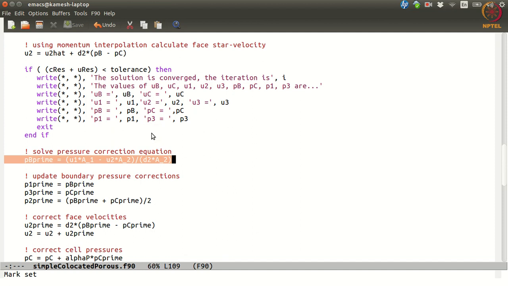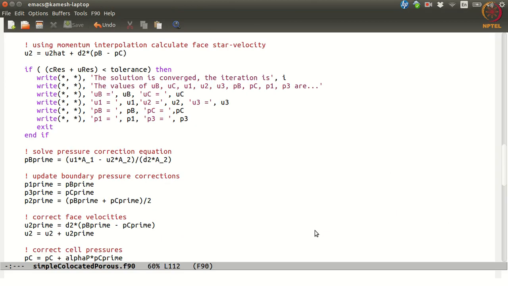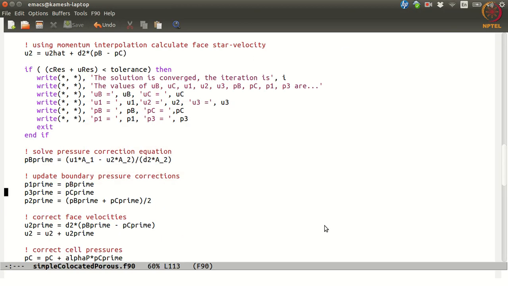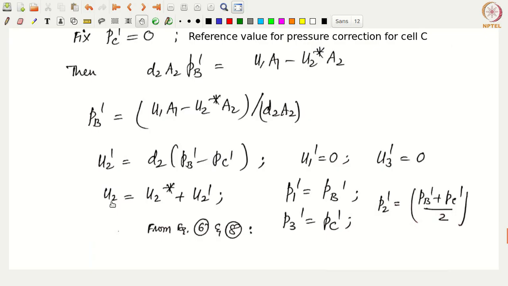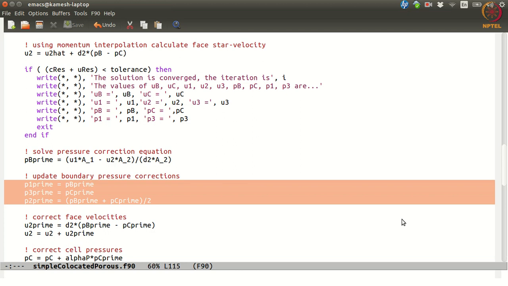Then once you solve for the pressure correction at the cells, you can update the boundary pressure correction. So what we have is P1 prime equals PB prime, that's coming from here, and P3 prime equals PC prime, that's coming from here. Then P2 prime equals the arithmetic average of the neighboring cell values, that is written here. So these are the pressure corrections. The first two are written from the boundary cell momentum equations, which relate the pressure to the boundary velocities.